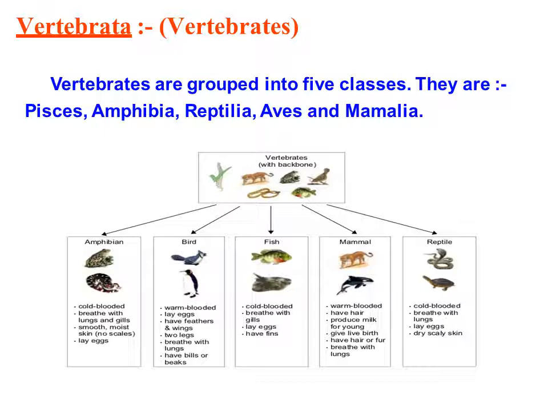We have a few basic features. Vertebrates means with backbone. Amphibians are cold-blooded and breathe with lungs and gills. They have a moist skin. They lay eggs. Then we have birds. They are warm-blooded. They lay eggs. They don't have limbs, but they have wings. Then we have fishes.